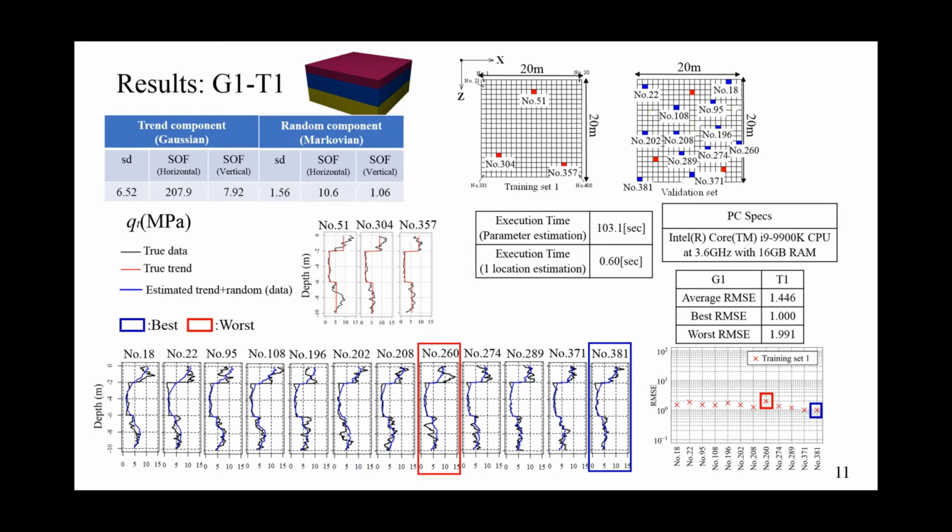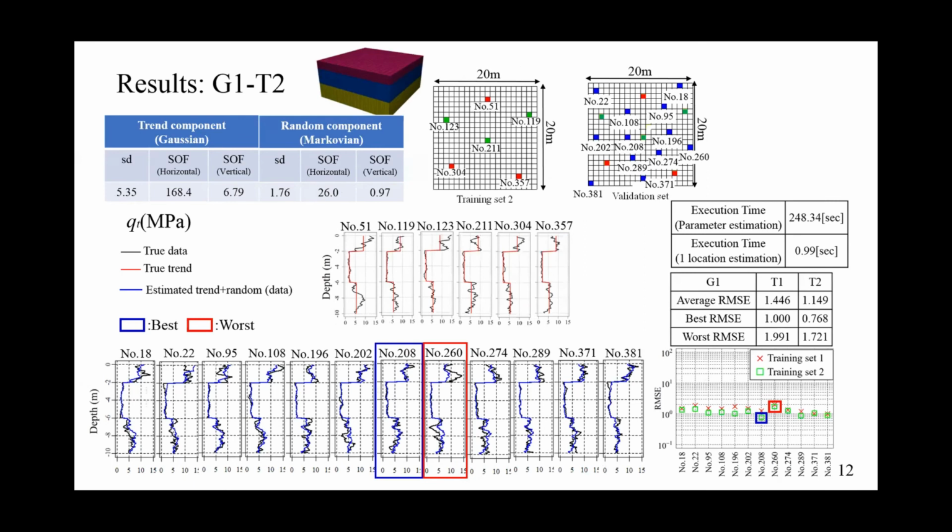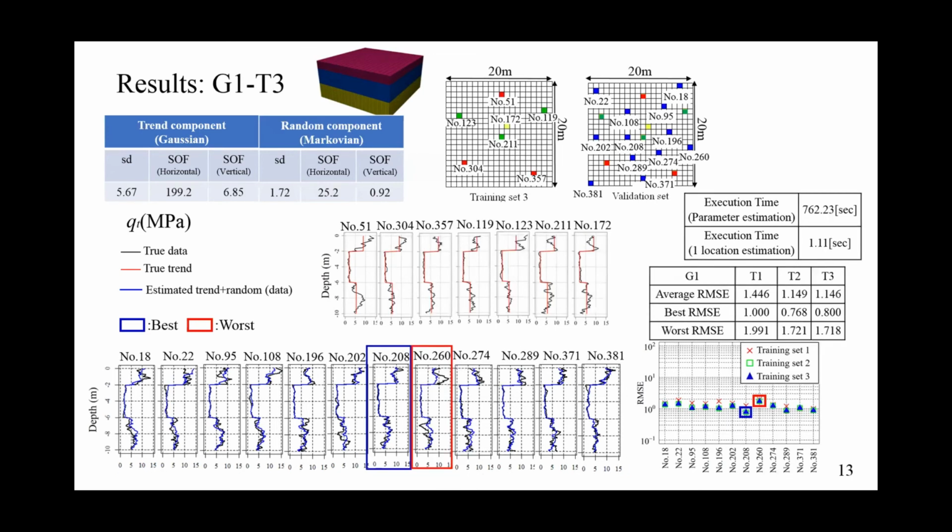And for the estimation for each volume, it's very quick. This is training set number 1. This is training set number 2. So there are 6 boring data. So the estimation is much better, improved. And this is the RMSE and T3.